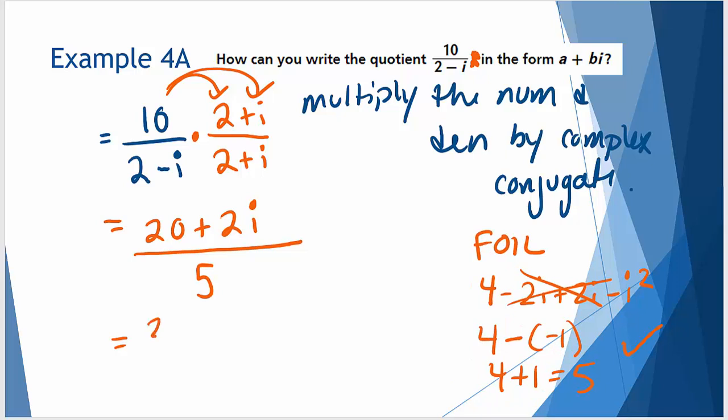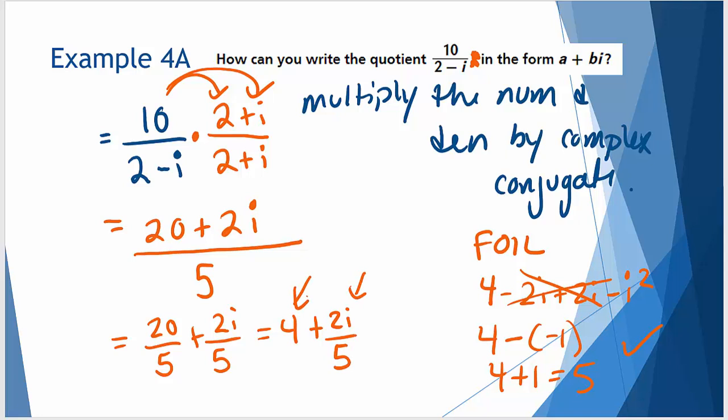Then we can simplify this: 20 over 5 plus 2i over 5. And the reason that we do that is so we can simplify that 20 over 5. So 4 plus 2i over 5. We have our real part and we have our imaginary part.